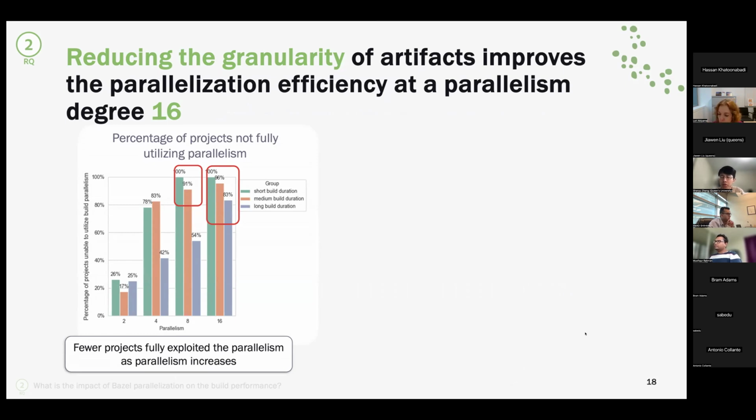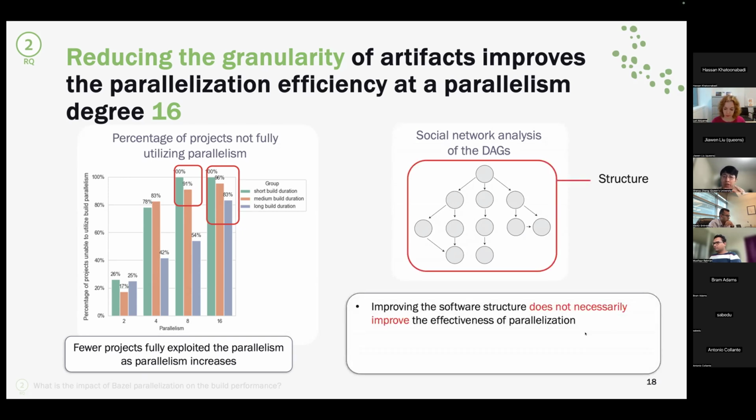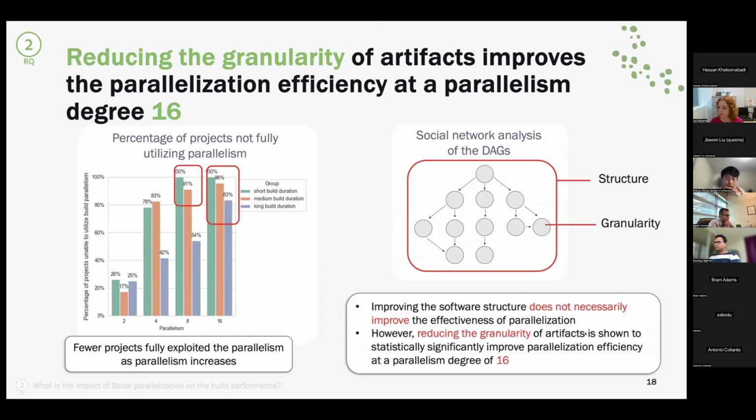To help developers better utilize Bazel's parallel build feature, we perform additional social network analysis on the DAGs of these projects to try to understand how developers can improve the utilization of parallelization. And we found improving the software structure does not necessarily improve the effectiveness of parallelization. However, reducing the granularity of artifacts, which is reducing the granularity of the compilation units, is shown to statistically significantly improve parallelization efficiency at a parallelism degree of 16.